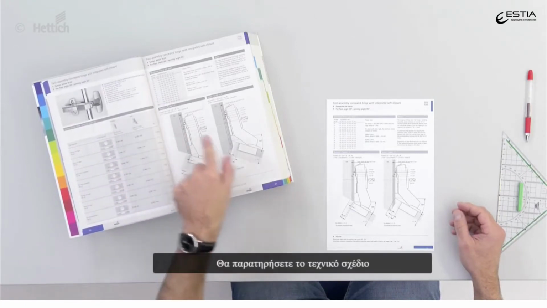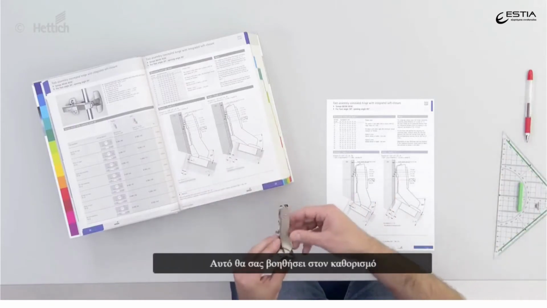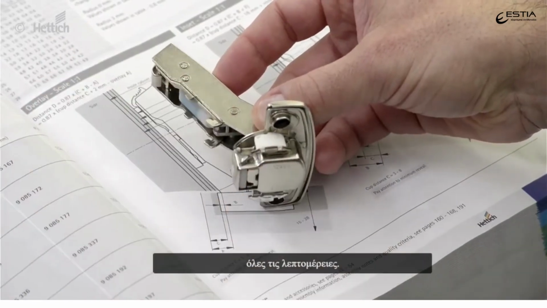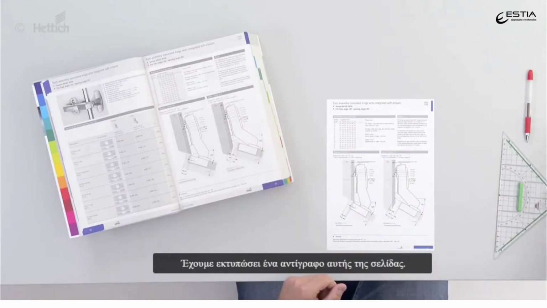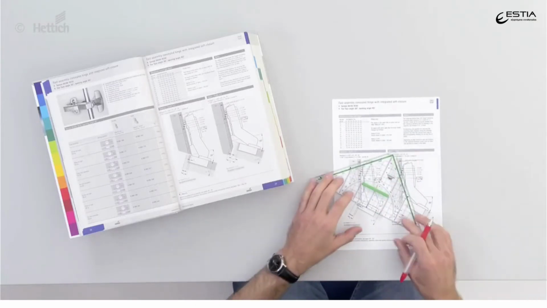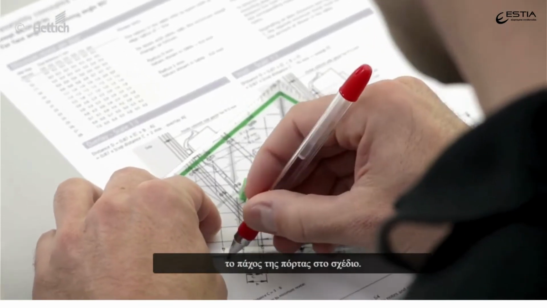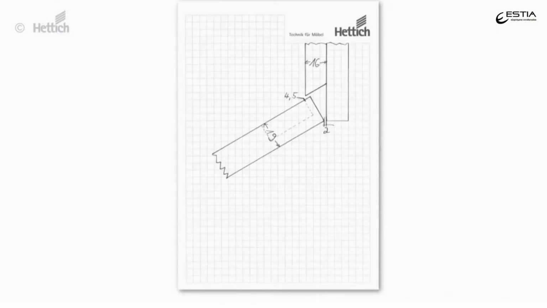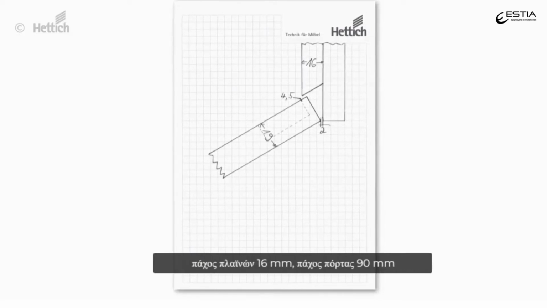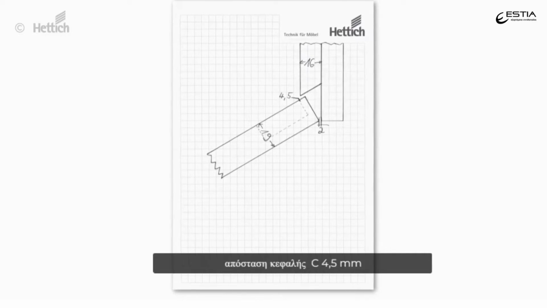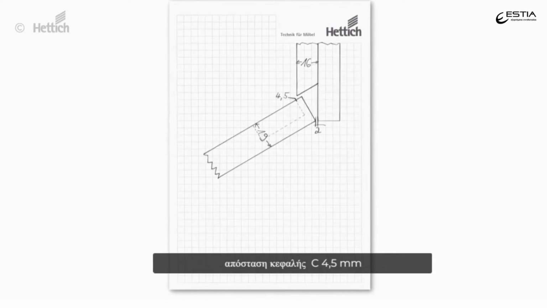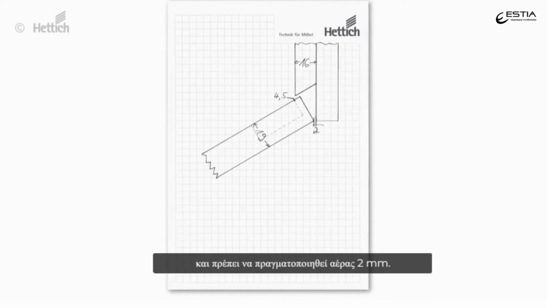You will notice the technical drawing in 1:1 scale. This will help you in defining all the details. For this project, we have printed a copy of this page. Be sure you also print in 1:1 scale. I recommend to start drawing the door thickness into the drawing. In the following example, we are assuming these requirements: a side panel thickness of 16 mm, a door thickness of 19 mm, a cup distance C of 4.5 mm, and a reveal of 2 mm has to be realized.